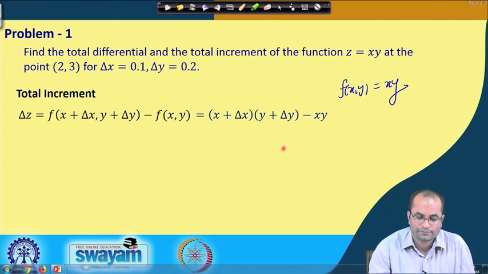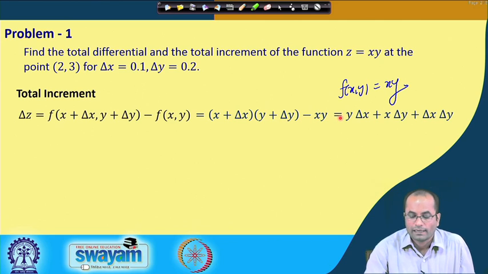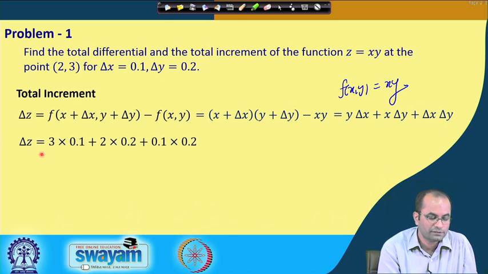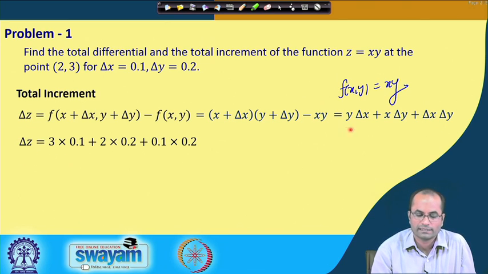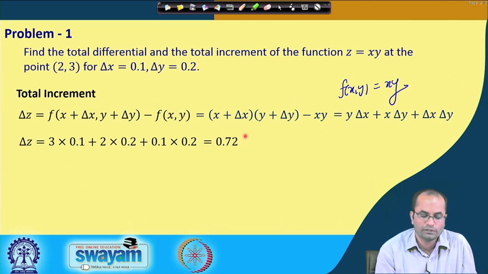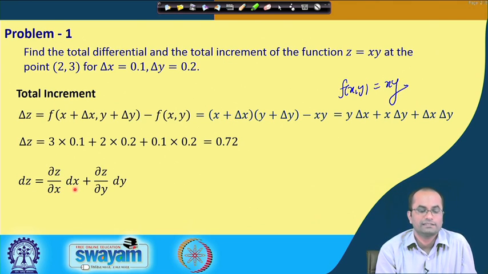So, in this case we have here the product (x + Δx)(y + Δy) minus this product xy, and then we can open this. So, xy and then xΔy, Δx y, ΔxΔy. So, xy will get cancelled and we will have this expression, and then we can compute this Δz at this point (2, 3) where Δx is given 0.1, Δy is given 0.2, and this will come to 0.72.